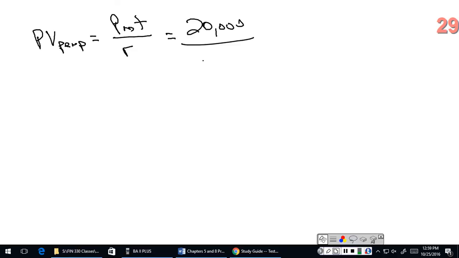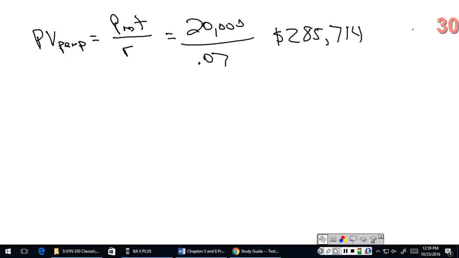We could earn 7%. So in this case, 20,000 divided by 0.07 equals a present value of $285,714 and 29 cents if you want to be exactly correct. Now, keep in mind what we're doing here, and we've talked about this a couple of times in class.